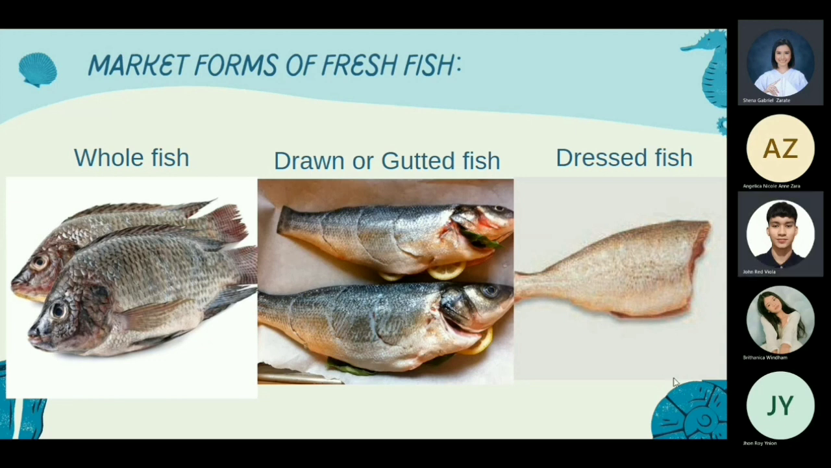The third one is dressed fish. Dressed fish are ready to cook, usually with head, tail, and fins removed. The edible portion is about 67%. The sides of the fish are cut away from the backbone and are ready to cook. They are usually boneless with no waste. Next slide, please.